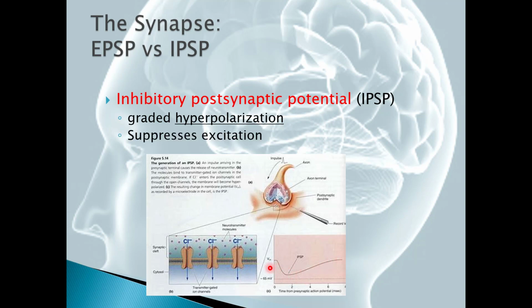So this IPSP is going to suppress excitation. It can cancel out an EPSP, or it can just make it less likely that the receiving neuron will fire an action potential. So it inhibits the cell from firing an action potential.